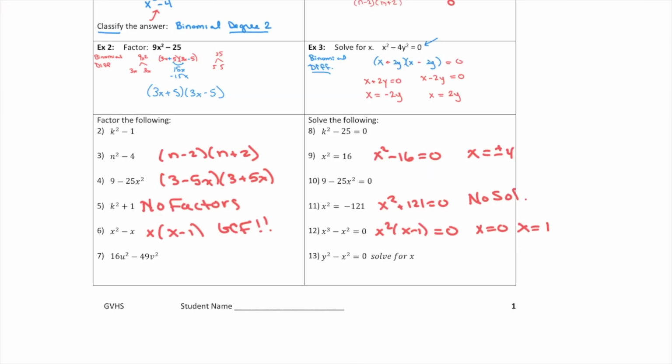So as you check through your answers, number 5 has no factors because it's a plus sign. Number 11 has no answers because when you move the 121 over, there's a plus sign. And of course, number 6 and 12 were a bit sneaky because they were not difference of squares at all. They were GCF problems.